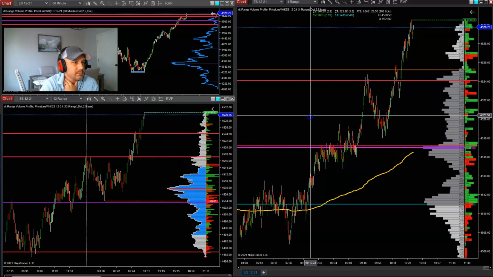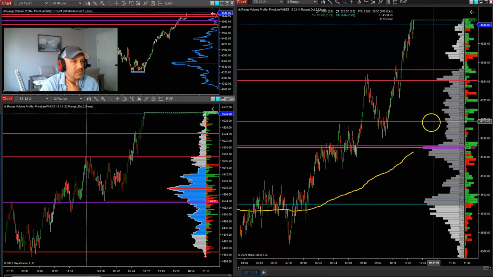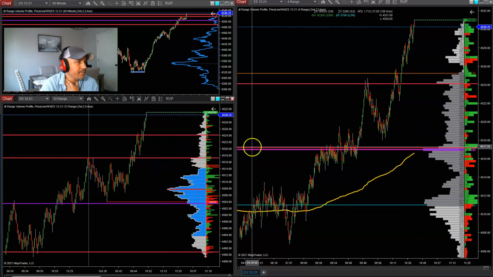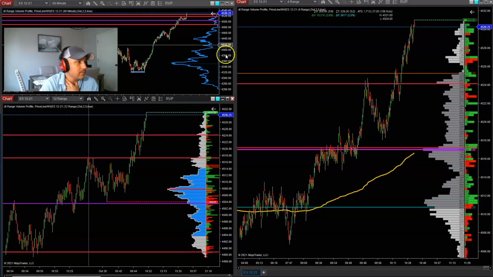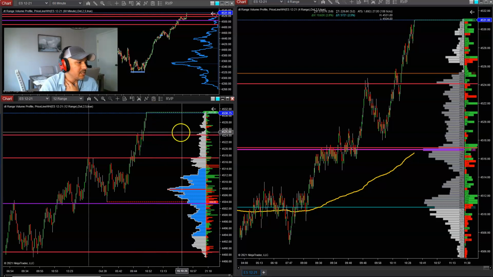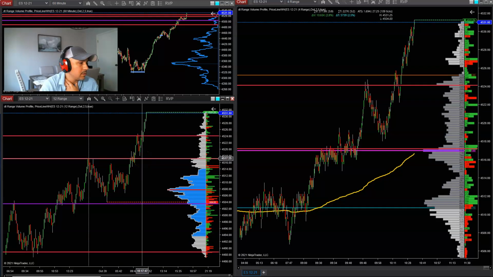Let's see what happens. Back down to this level right here where I have this red line marked. We'll see. Price can continue pushing higher, so let's be careful. Yeah, price is pushing higher. At some point we could get a pullback to this area right here at 24. Okay. So we'll see what happens.